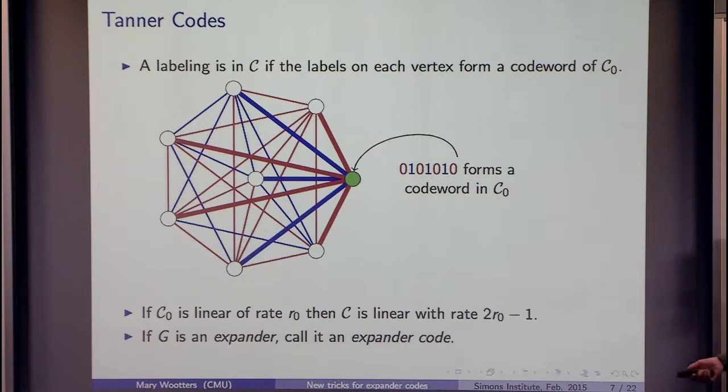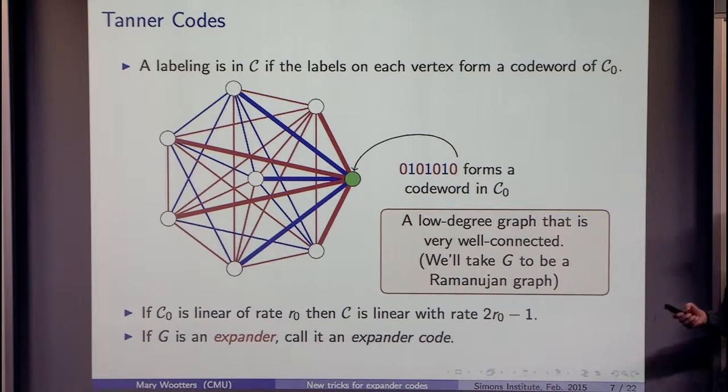And if G is an expander graph, then I'm going to call this an expander code. If you know about expanders, great. If not, it's some low degree graph that's very well connected. And like I was saying earlier, we could just take G to be a Ramanujan graph.